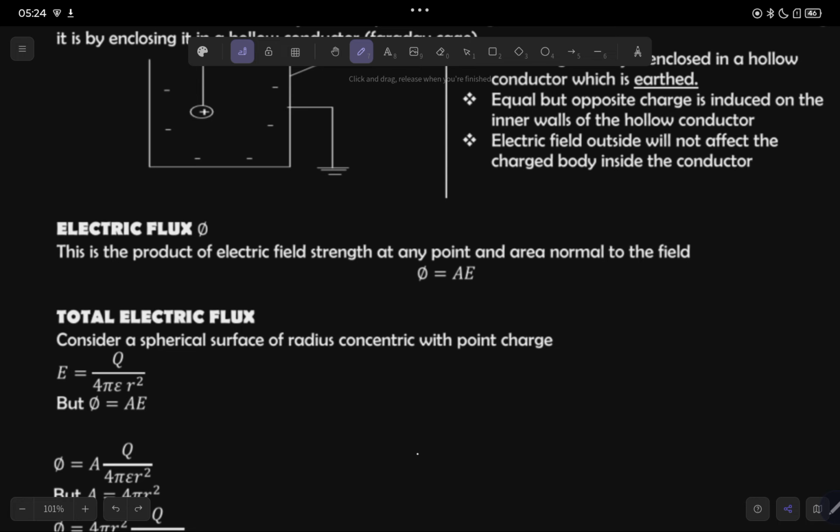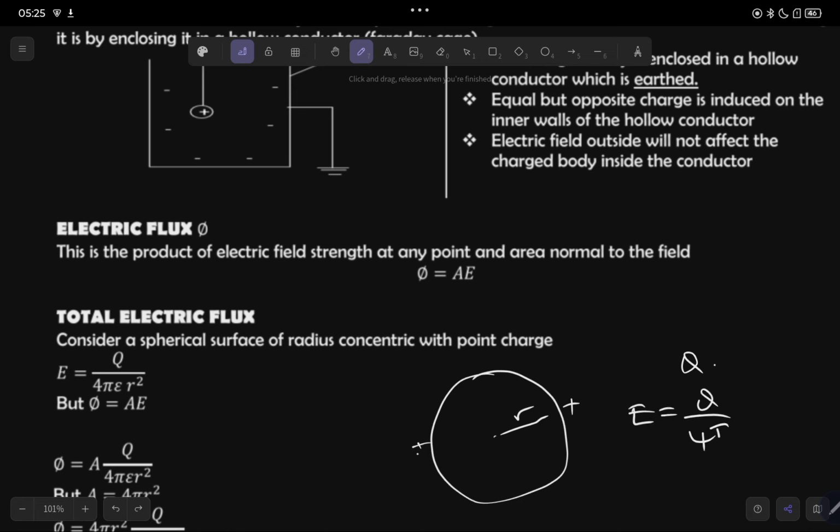Now, total electric flux, we want us to consider, here we're trying to derive Gauss's law. We want us to consider a sphere, but now here it looks like a circle, but it's a sphere, so it is all round. A sphere of radius r. Now this sphere is given a charge q. So on its surface it has a charge q. Now I want to look at the electric field at any point from this sphere. It is given by E is q over 4 pi epsilon naught r squared.